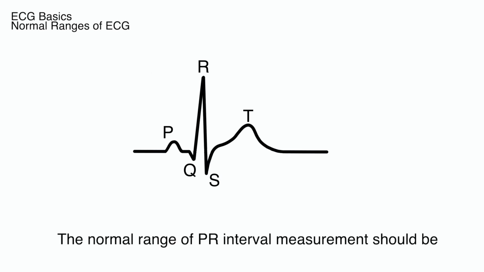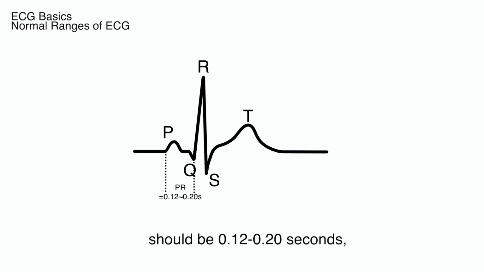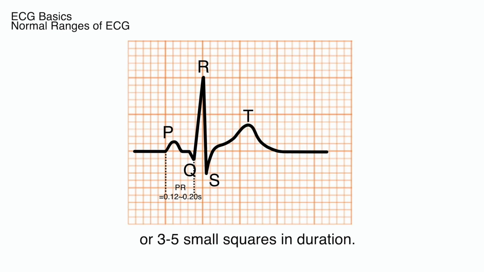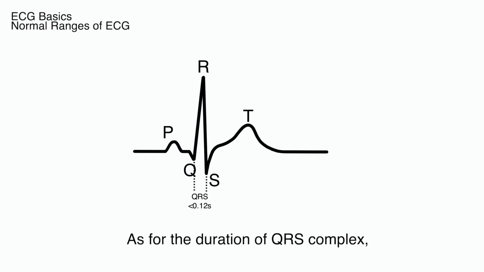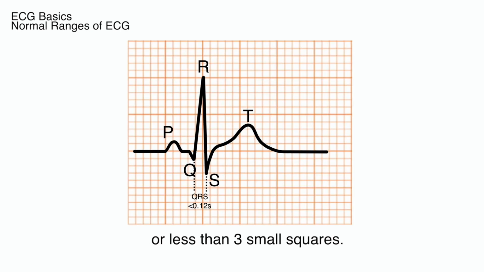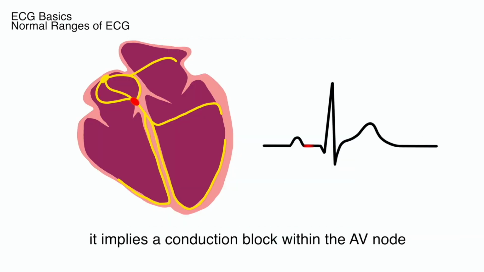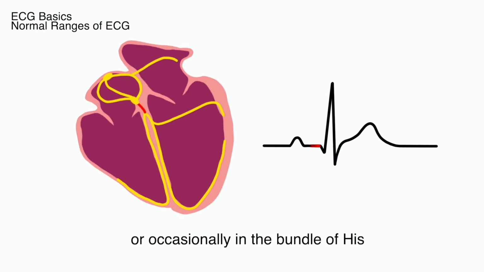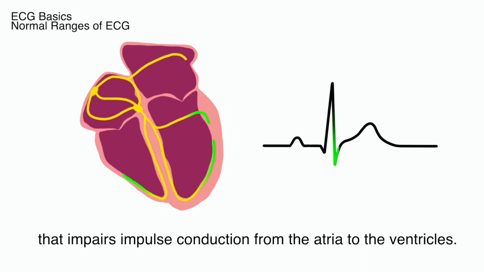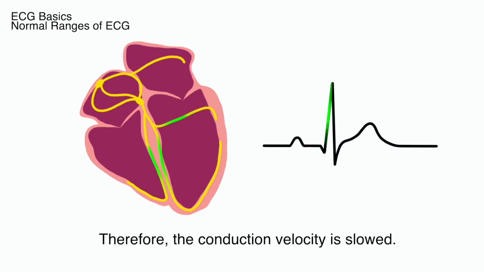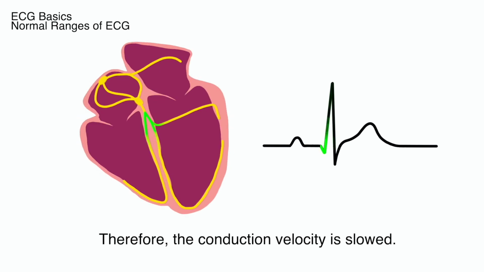The normal range of PR interval measurement should be 0.12 to 0.2 seconds, or 3 to 5 small squares in duration. As for the duration of the QRS complex, preferably less than 0.12 seconds, or less than 3 small squares. When the PR interval is increased to greater than 0.2 seconds, it implies a conduction block within the AV node or occasionally in the bundle of His that impairs impulse conduction from the atria to the ventricles. Therefore, the conduction velocity is slowed.